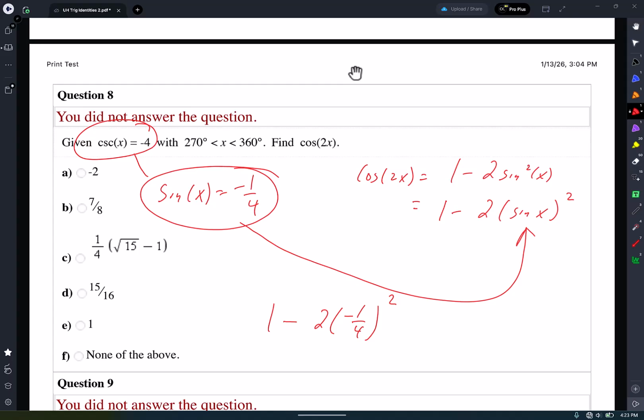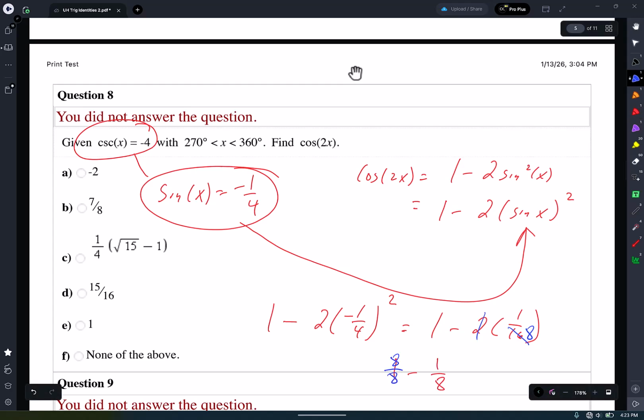I know there's a negative, but you don't need it because you're squaring it. 1 minus 2 parentheses 1/16. You don't have to do this, guys, but I like to do this. I see a 2 here, I see a 16 there, and I change that to an 8, because 2 goes into 16 8 times. So now I have 1 minus 1/8. And I can turn that 1 into 8 over 8. So 7/8.